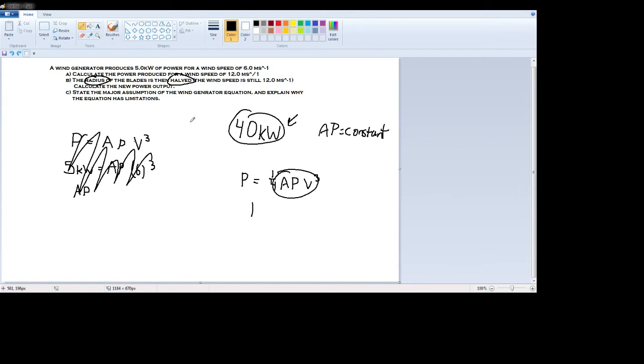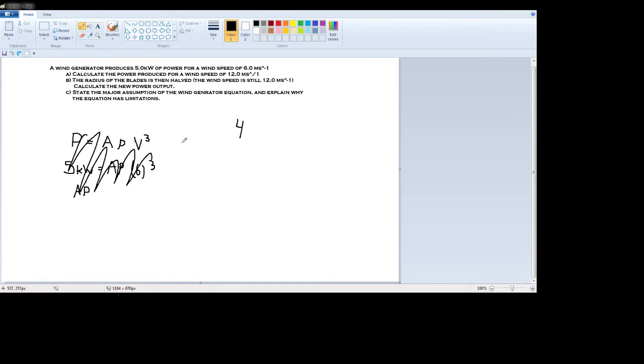And finally, C simply asks us to evaluate the limitations of what we've already been doing, which is that A and rho are constant, rho being the density. And while this is true, the equation has limitations because this can change across different parameters. And therefore, a lot of times you'll be wanting to take basically the average of these values. And that sums it up for this screencast. Thank you.